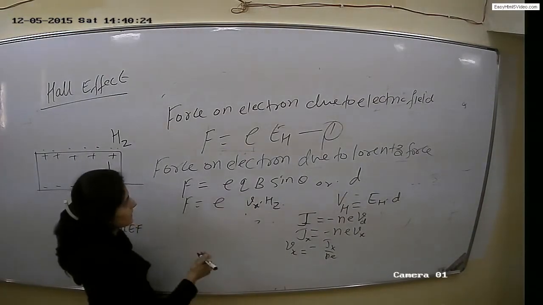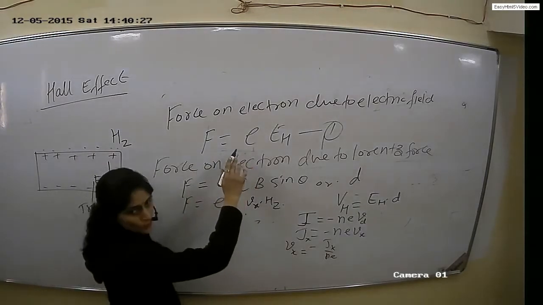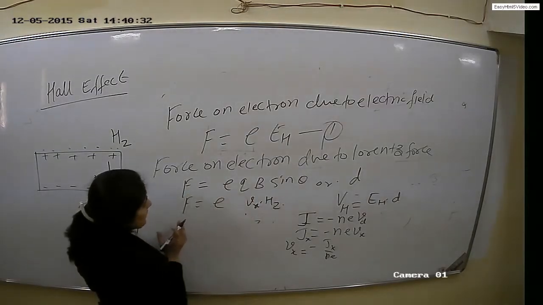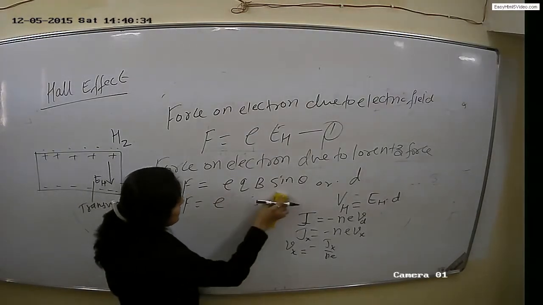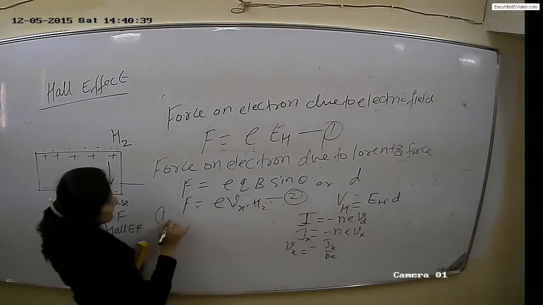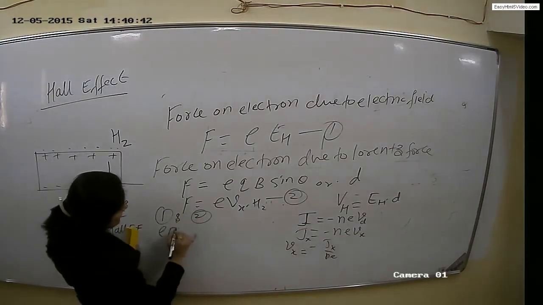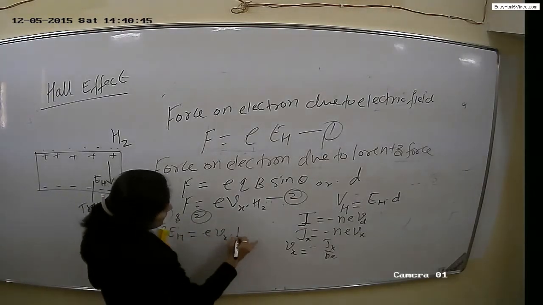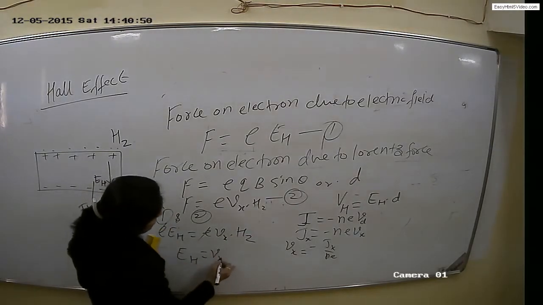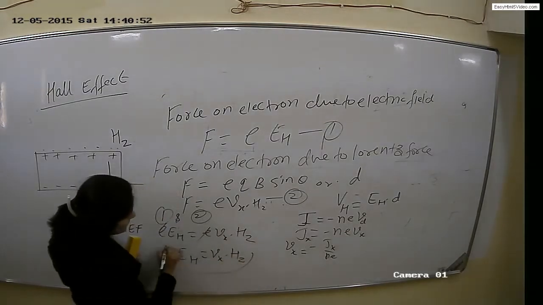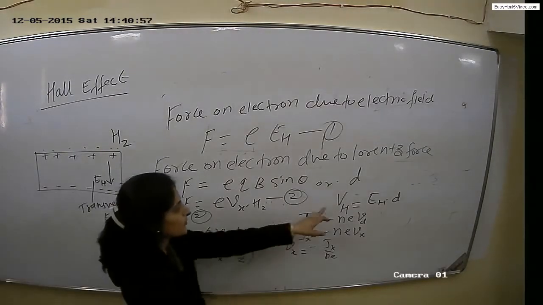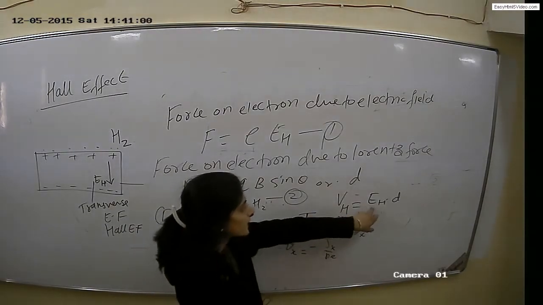Let me revise it again. F is equal to force on electron due to electric field, e into EH, and this is Lorentz force. So we are writing F is equal to e Vx into Hz. This is equation number 2. From first and second, we will get e EH is equal to e Vx into Hz. e will cancel out. Therefore, we will get the relation EH is equal to Vx into Hz. This is the relation for Hall electric field, and potential is equal to EH into d.